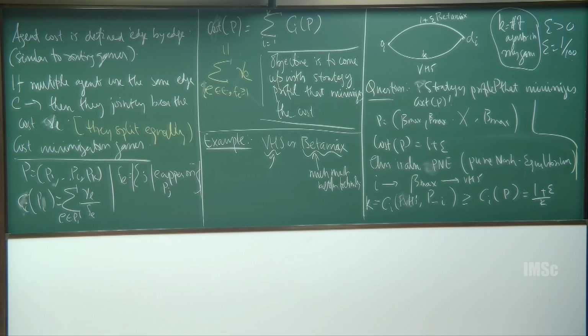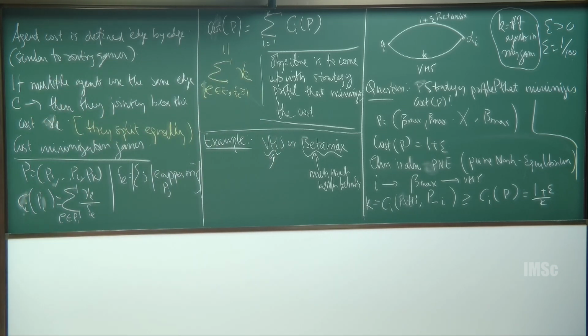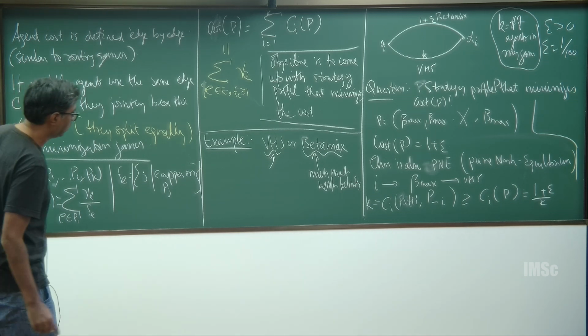What is that? Everybody is taking the VHS, right? Okay. So, let us call this P hat, everybody taking VHS. Why is this a pure Nash equilibrium? You understand my point? Why is this a pure Nash equilibrium? It is a pure Nash equilibrium because, so what happens?